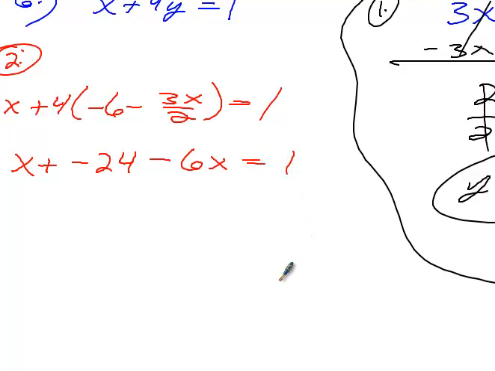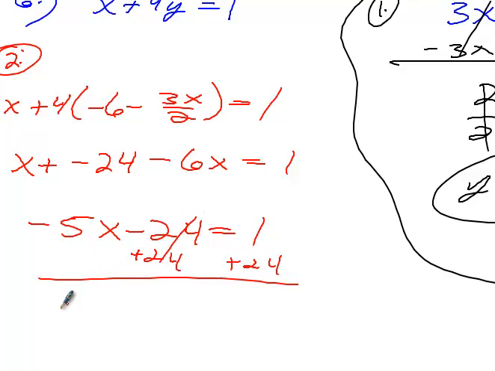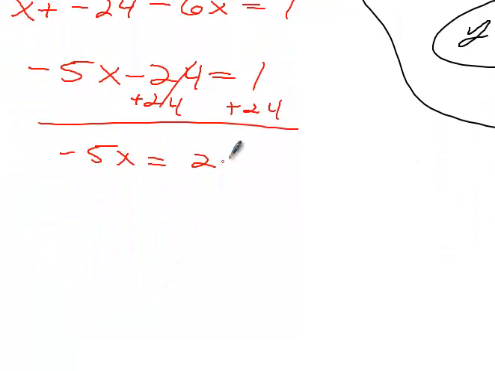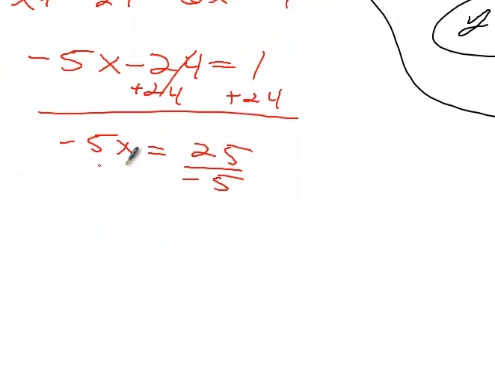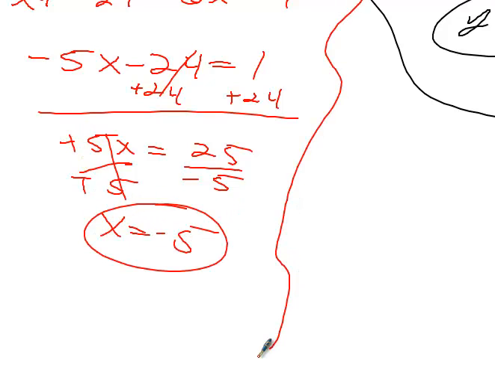Yes, no, maybe. 1x take away 6x is going to be a negative 5x minus 24 equals 1. Add the 24. Divide by the negative 5. And x equals negative 5. So there's step 2 done. Any questions on step 1 or step 2 for substitution?